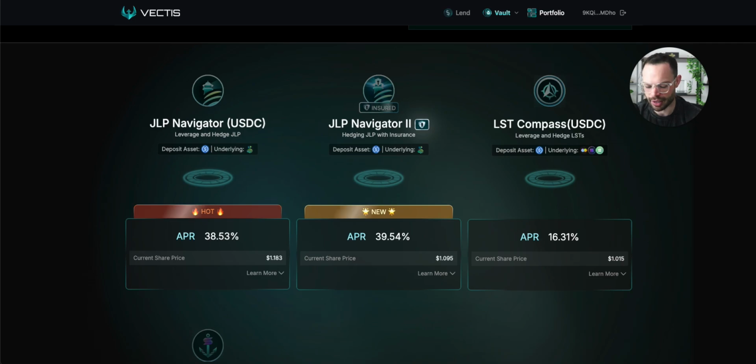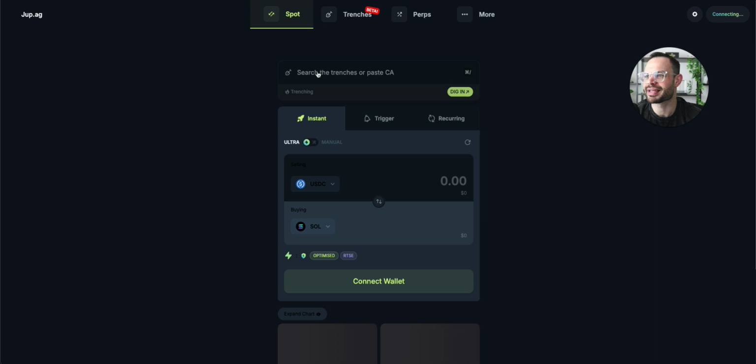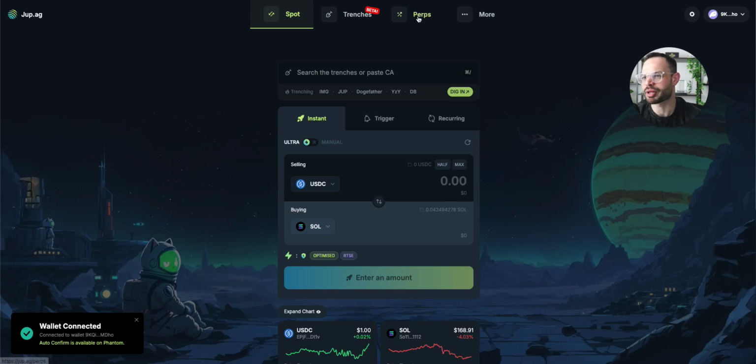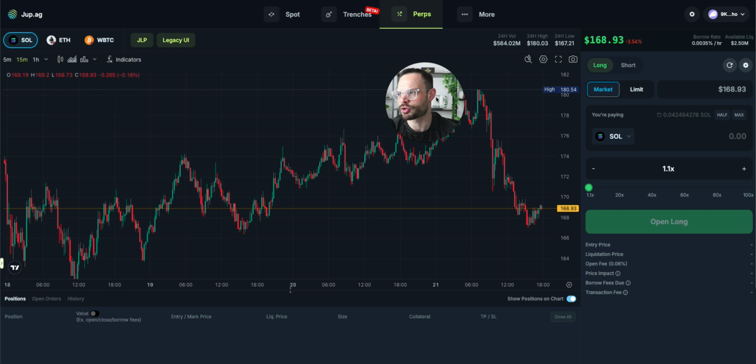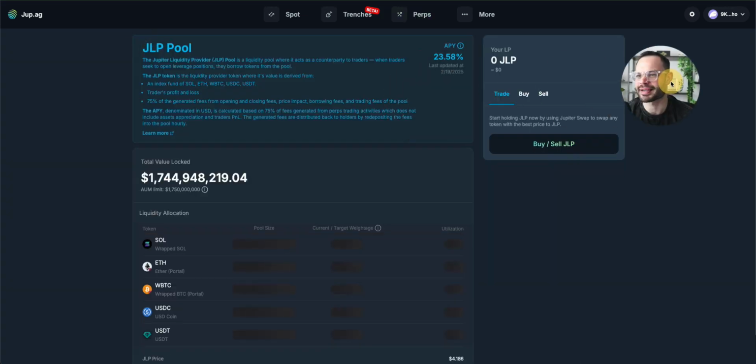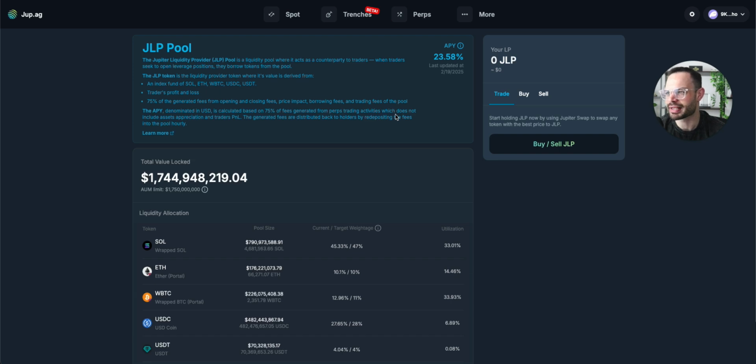So a couple of prerequisites here very quickly. Jupiter is one of the leading DEX aggregators on the Solana blockchain, and Jupiter also offers perpetual trading. This means that traders over on Jupiter can long and short assets like Solana, Ethereum, and Bitcoin with leverage, okay? And they also have the JLP token, which acts as the counterparty risk token associated with all of the counterparty risk for those people who are borrowing in order to leverage up those perpetual trades with Bitcoin, Solana, and Ethereum.